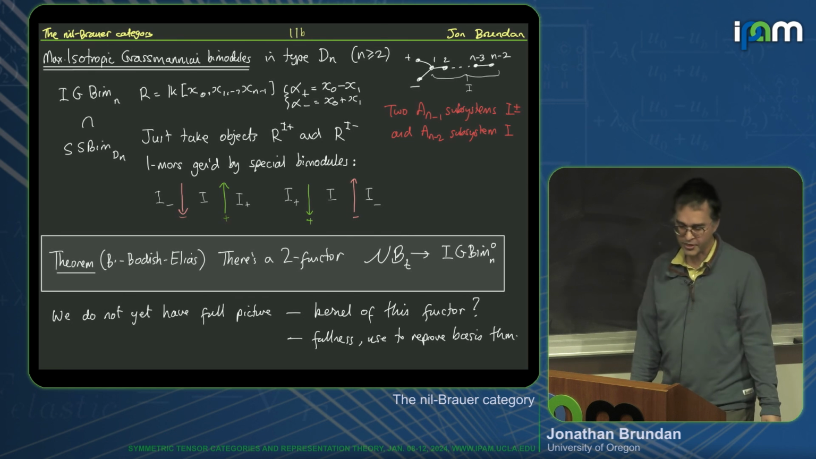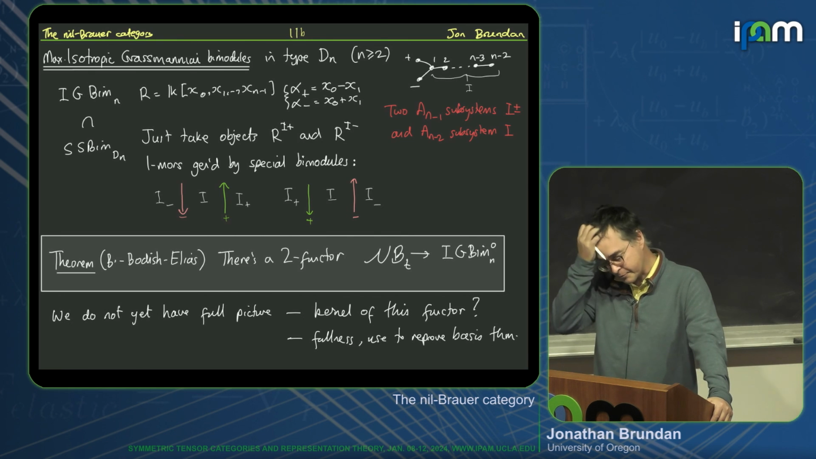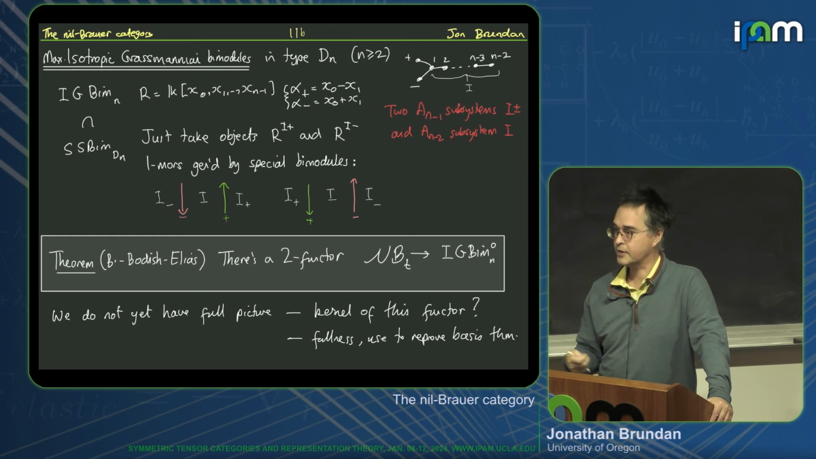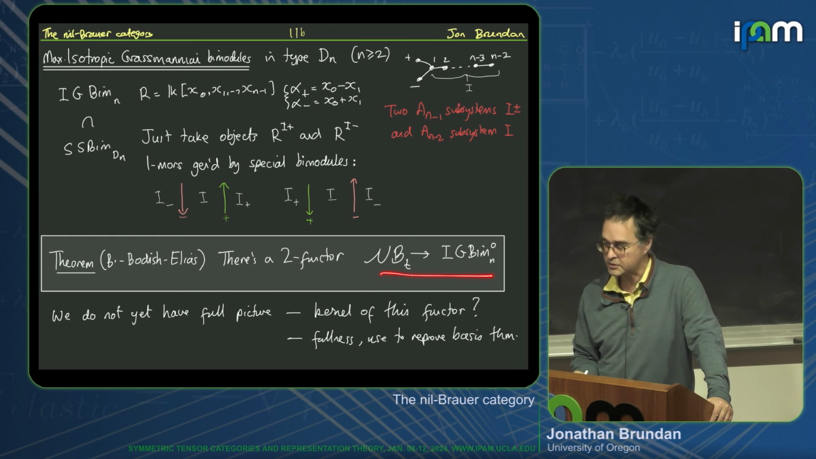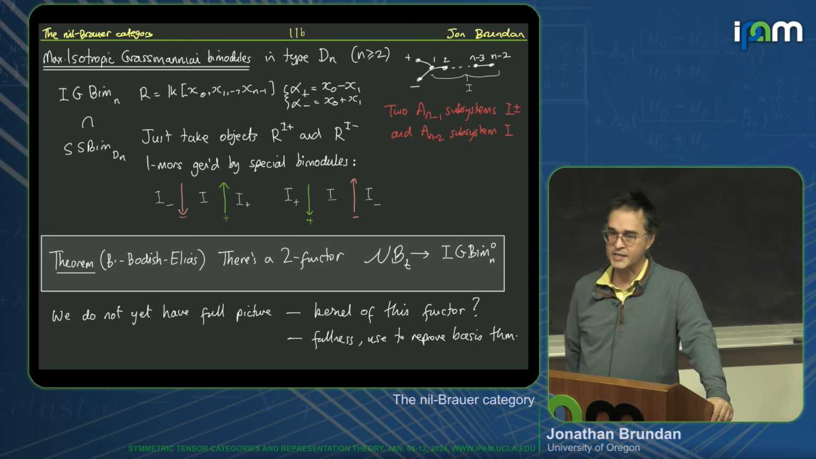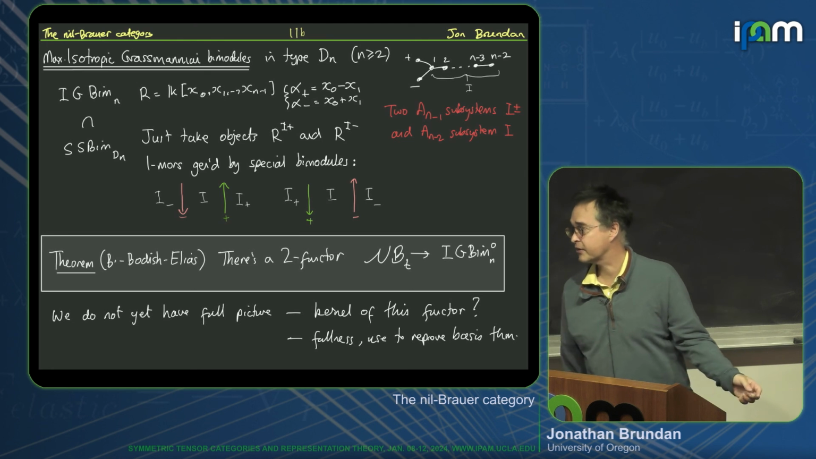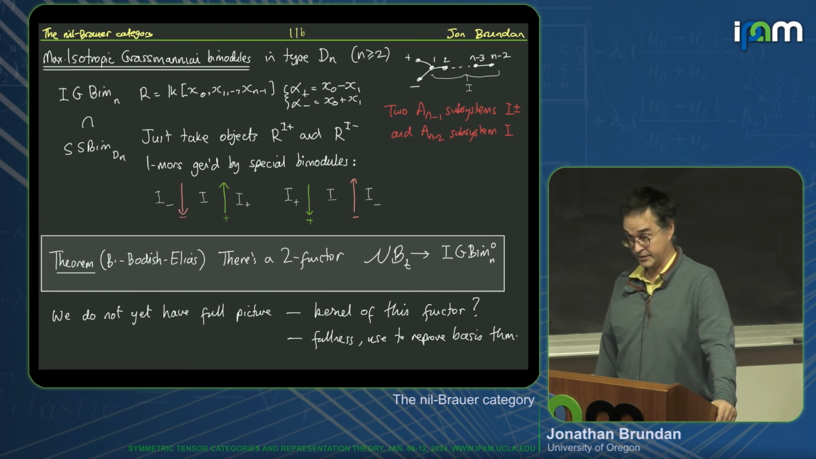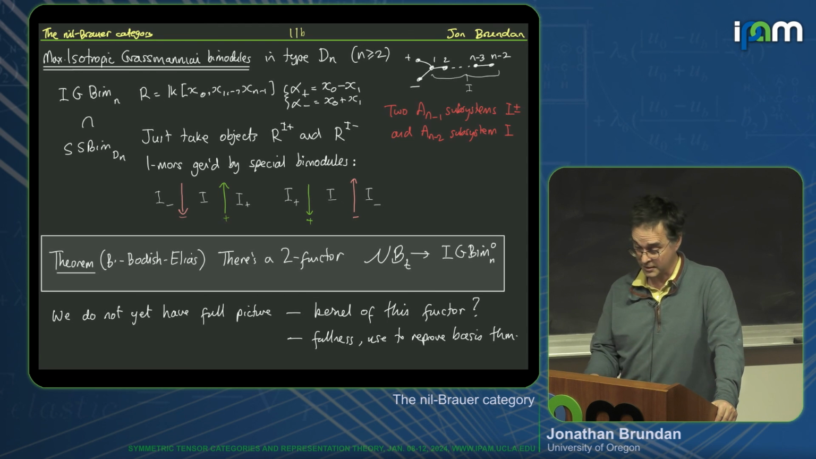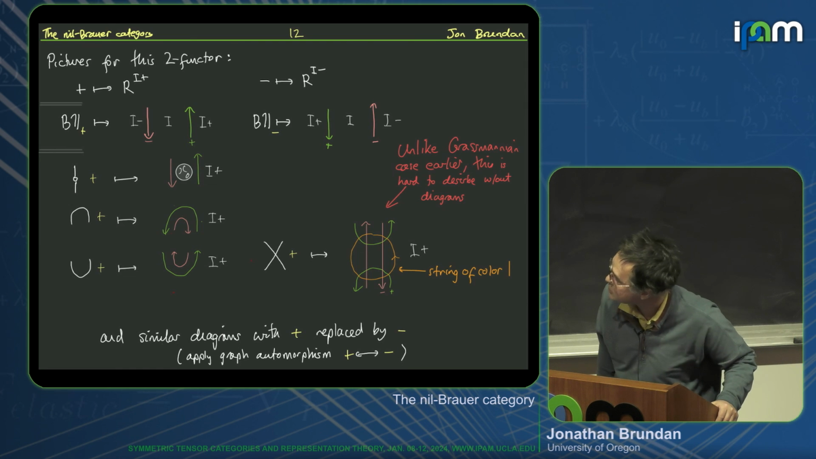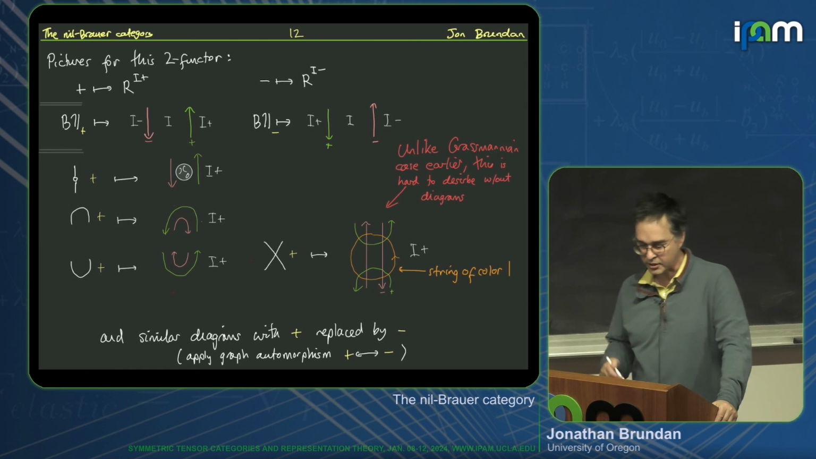So a recent theorem which we proved now with Elijah Bodish and Ben Elias is the analog of Lauda's theorem from earlier, that there's a 2-functor from this nil-Brauer 2-category to this bimodule category. I'm still not quite satisfied. There are some questions about describing the kernel of this functor, for example, by finding generators for the kernel, and we're still working a little bit. But I can just put my last slide up, which has the pictures for this 2-functor.